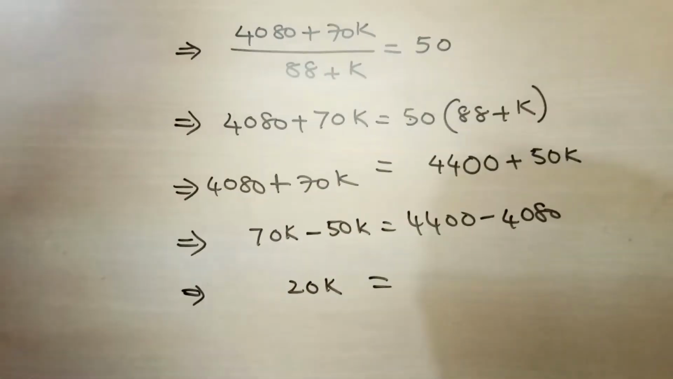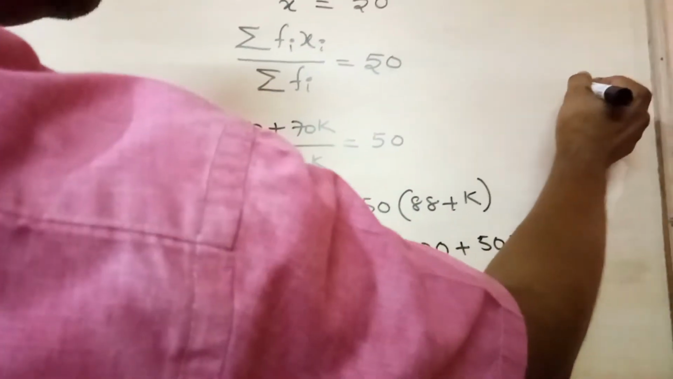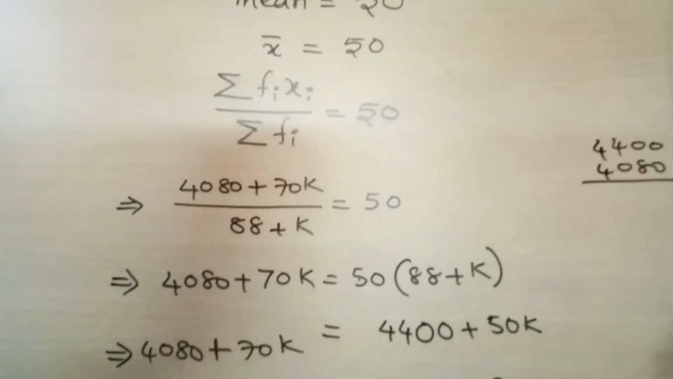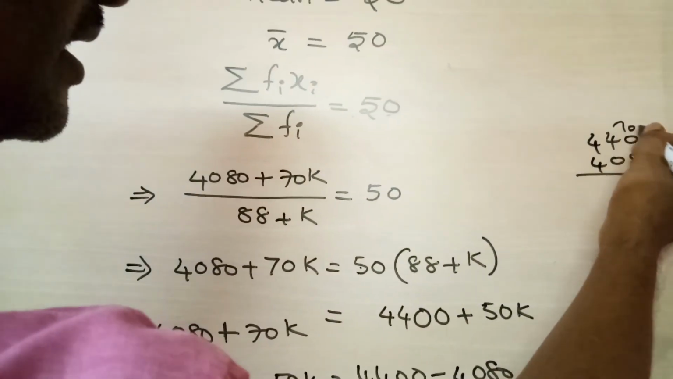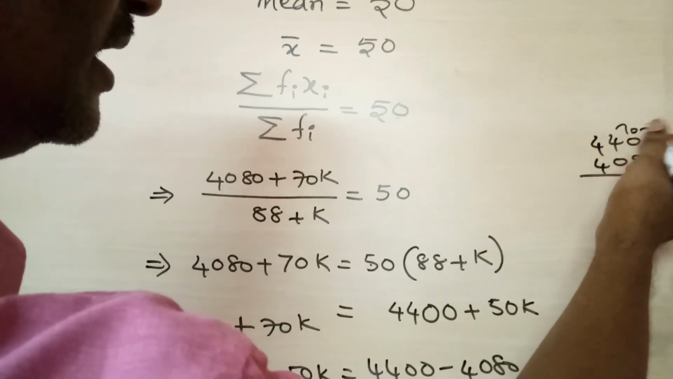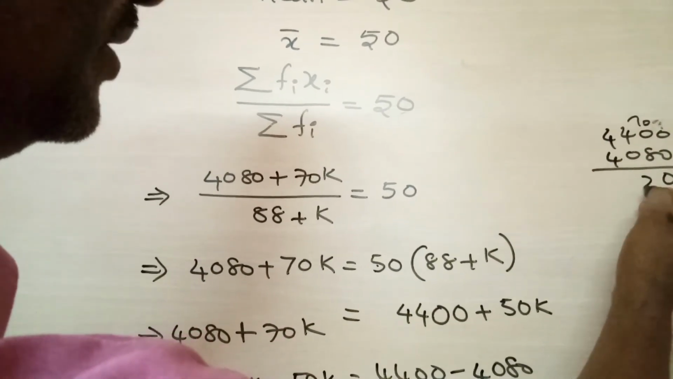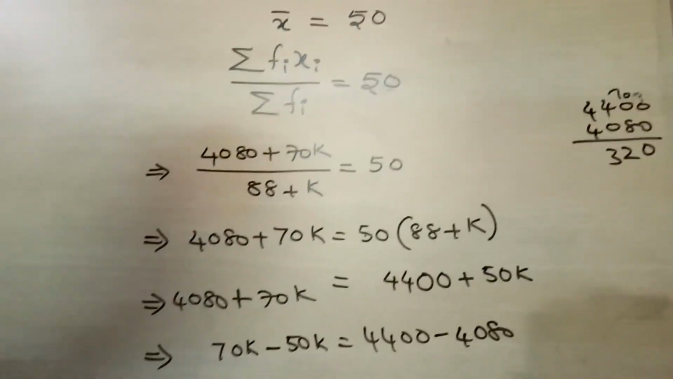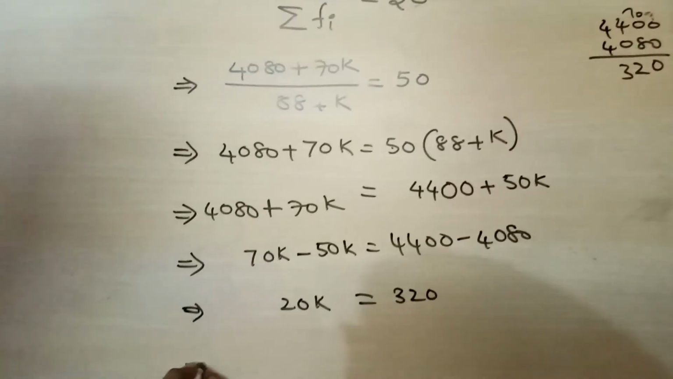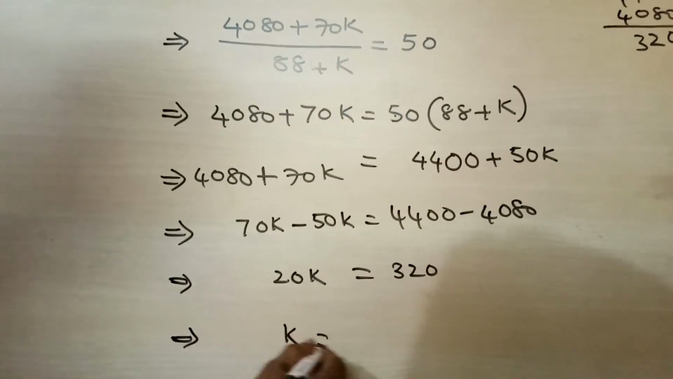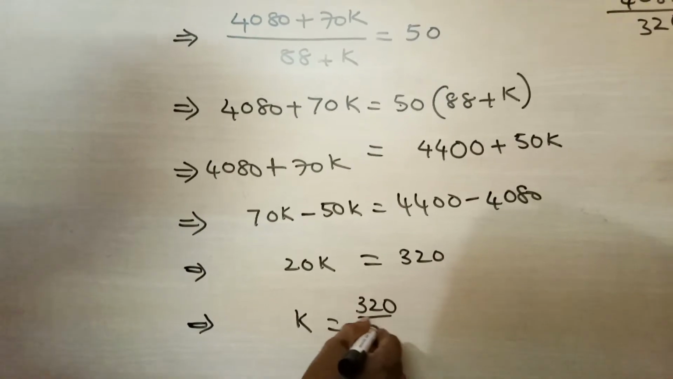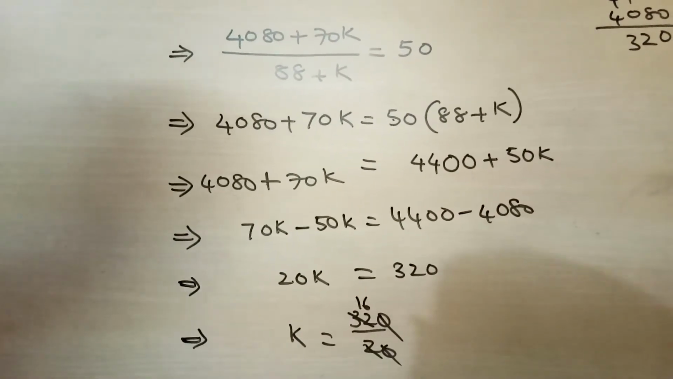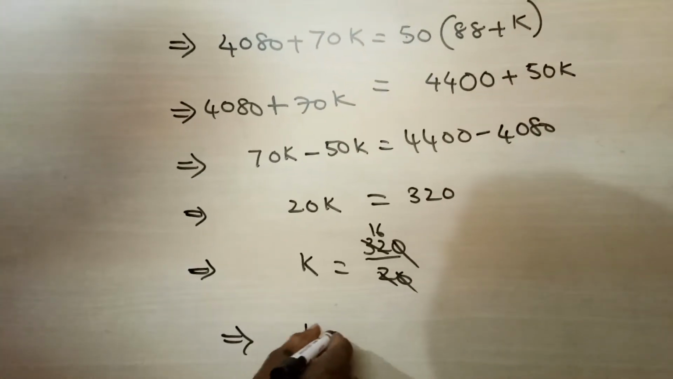Here subtract 4400 minus 4080. We get 0, then 10 minus 8 is 2, then 3. Just we got 320. Now k is equal to 320 by 20. 0, 0 cancel. 2 sixteens are 32. Now the k value is 16.